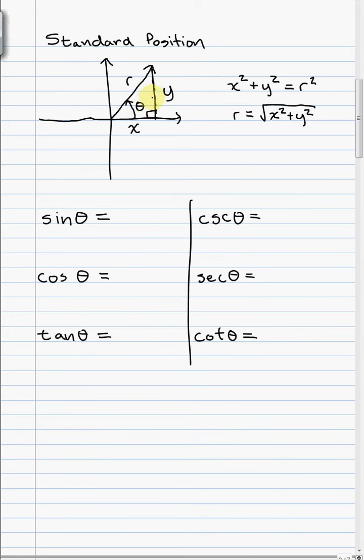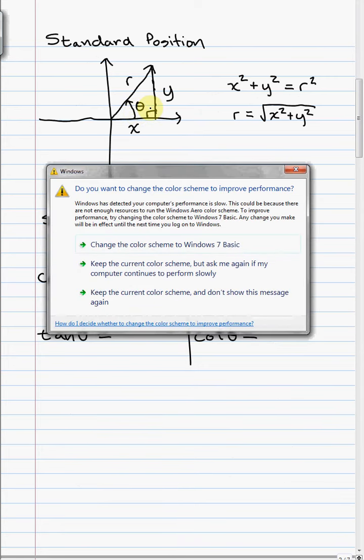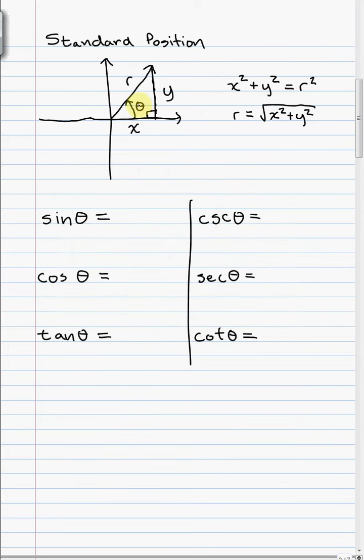For this angle theta, the opposite side is y, the adjacent side is x, and the hypotenuse I'm going to call r for radius. We can use the Pythagorean formula, x squared plus y squared is equal to r squared, again because this is a right triangle, and be able to figure out what r is given any x and y.